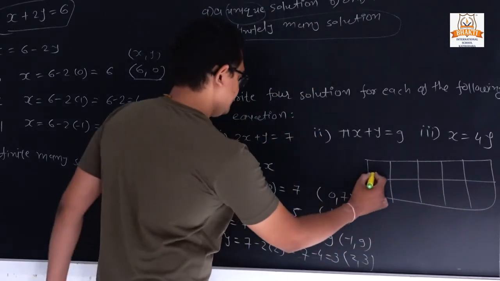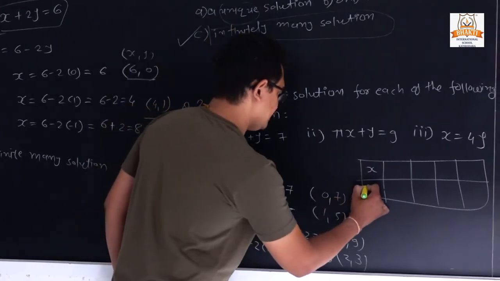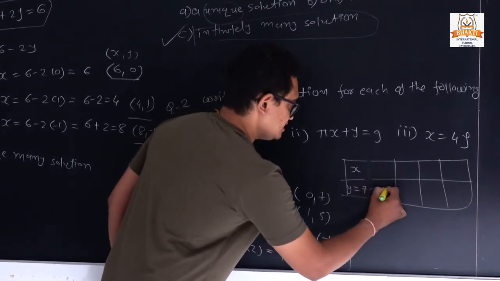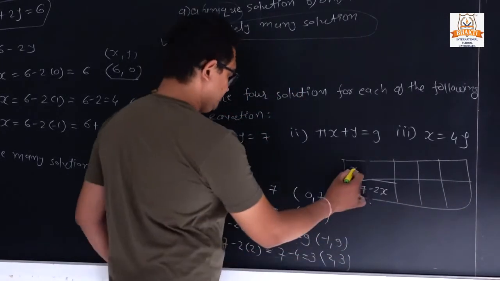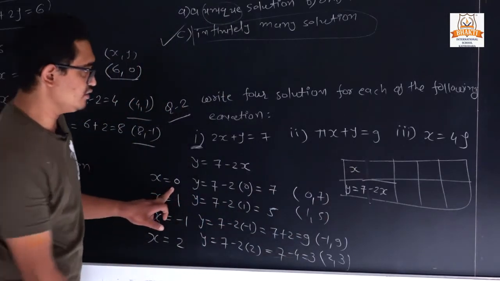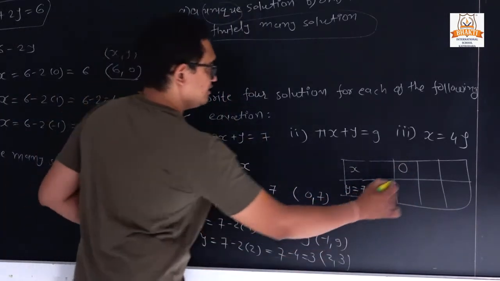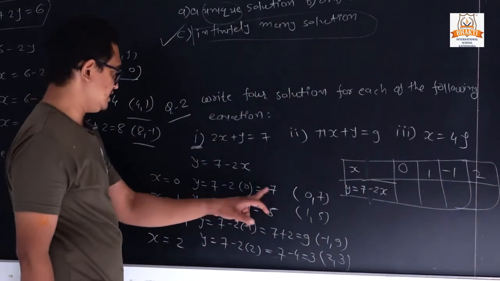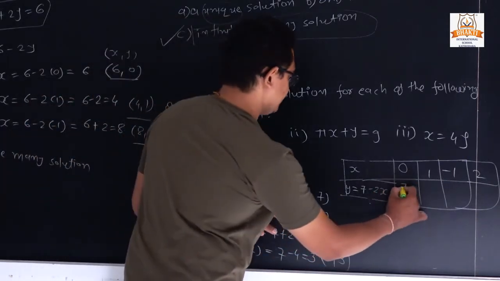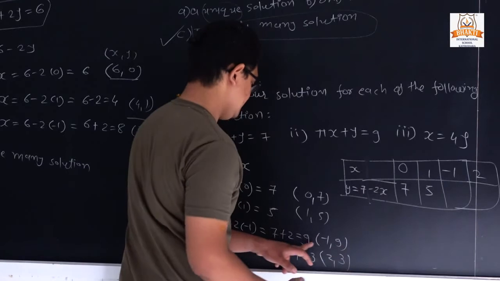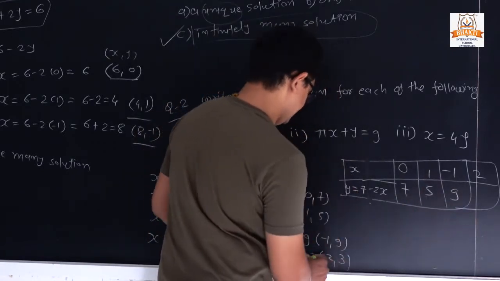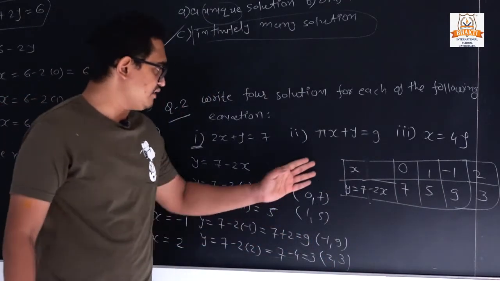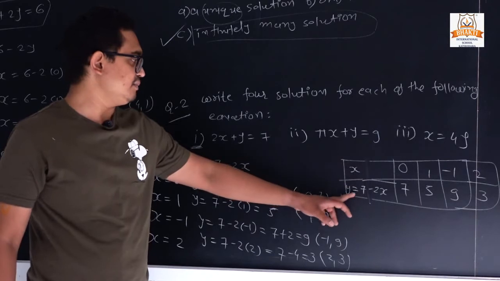Here we can write x and here we can write y is equal to 7 minus 2x. Then first of all we put x is equal to 0, then 1, minus 1 and 2. So what are our answers? If we put x is equal to 0, y is equal to 7, then 5, then 9 and then 3. So that is our chart. So you can find the solution for each x value of y.